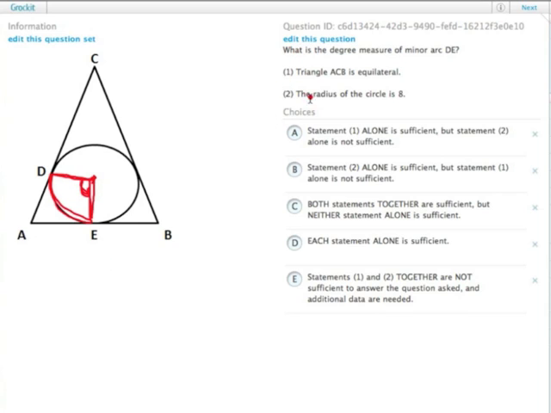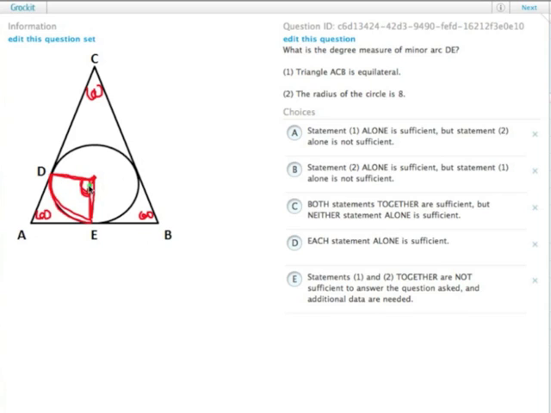So let's see what we get. Triangle ACB is equilateral, statement 1 tells us. So that tells us that this is a 60-degree angle, and this is a 60-degree angle, and then this is a 60-degree angle. What that means for us is more than what it looks like.